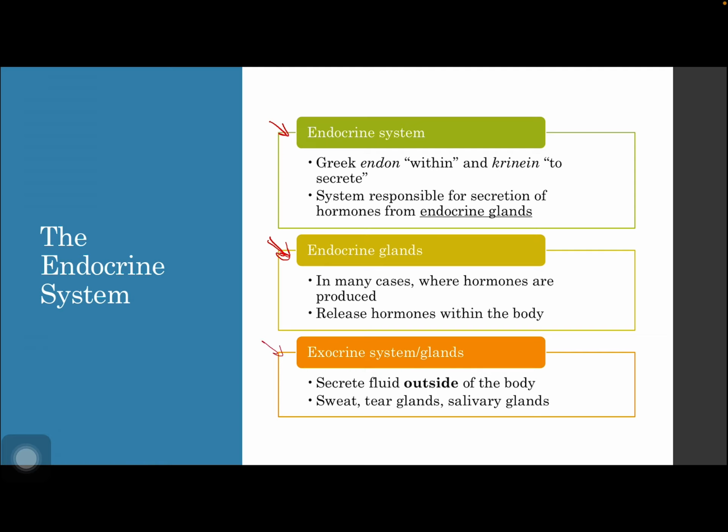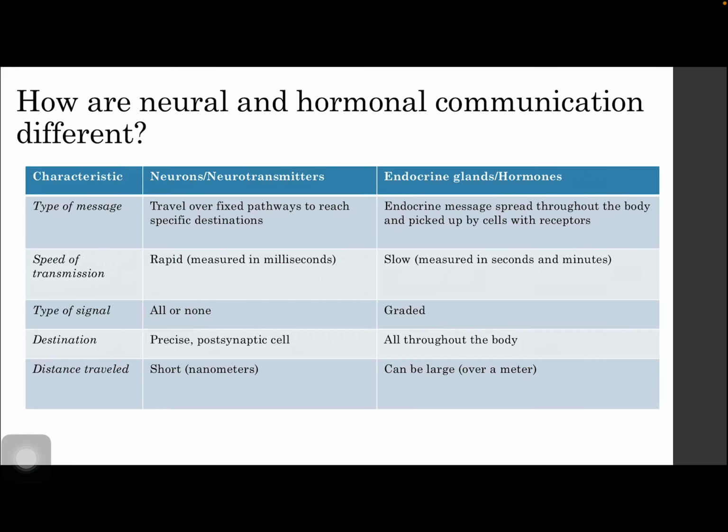We're not going to really get into the exocrine system or glands, which is secreting fluid outside of the body, exo meaning outside, right? Endo meaning inside. So the exocrine system is all about your sweat, your tear glands, and your salivary glands. We're not going to get too much into that. This is just letting you know that there are two different systems. What we will talk about, though, is the difference between neural and hormonal communication and what makes them different.